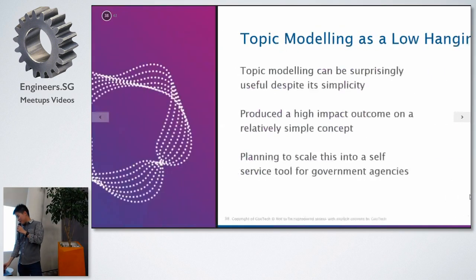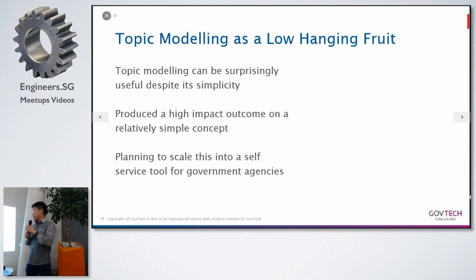So, in conclusion, topic modeling is, I'll say, one of the low hanging fruit for financial language processing. Actually, it is surprisingly useful despite its simplicity. Look at the steps: you're not doing something really complex, just counting the words and then transforming them into a matrix, and then you put it inside the algorithm, and it spits out the output and you look at it.